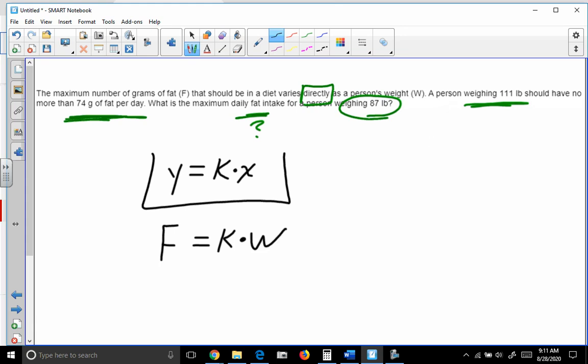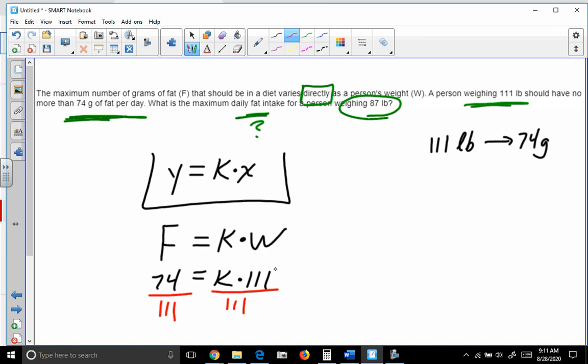So if a person is 111 pounds, that corresponds to eating at most 74 grams of fat. So knowing two of these, we can get our constant. So F is the 74 grams. W is the 111 pounds. So if we divide both sides by 111, we can get K. So K is 74 over 111, making our equation F equals 74 over 111 times W.